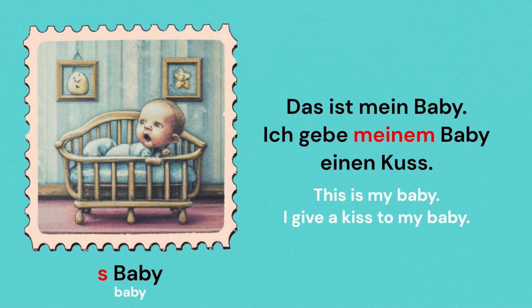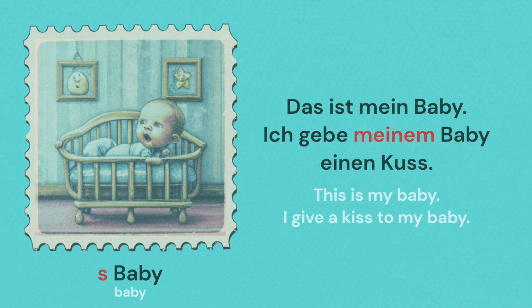Das ist mein Baby. Ich gebe meinem Baby einen Kuss. Here you can notice, since the article of baby is das and it's an indirect object, it changes to meinem Baby in dative. I am sure you can notice here that these articles are very similar to unbestimmte Artikel, which are einem, einer, etc. in Dativ.